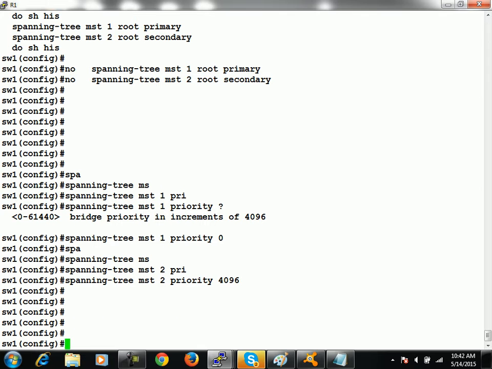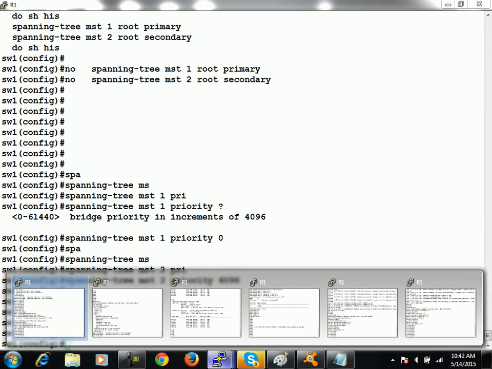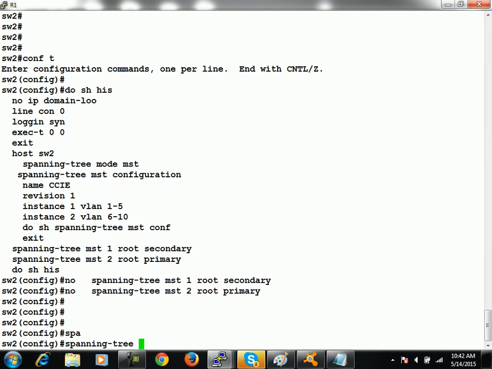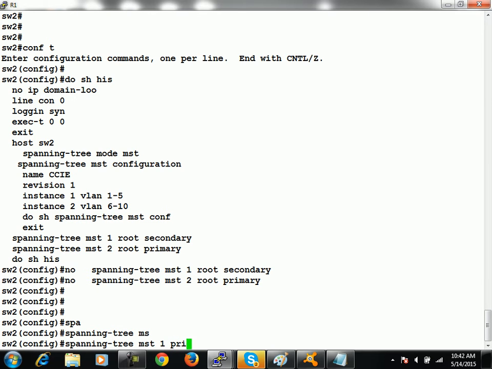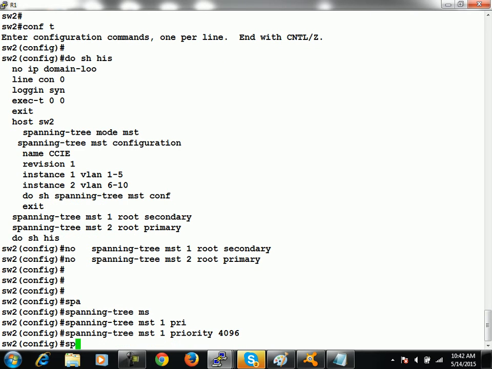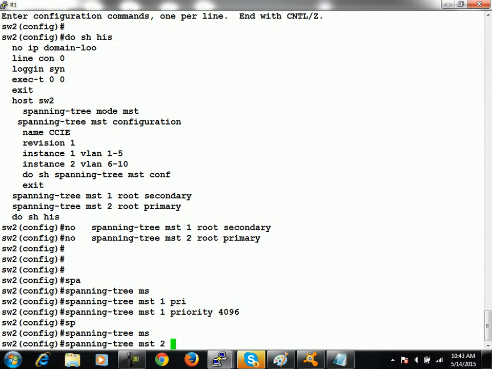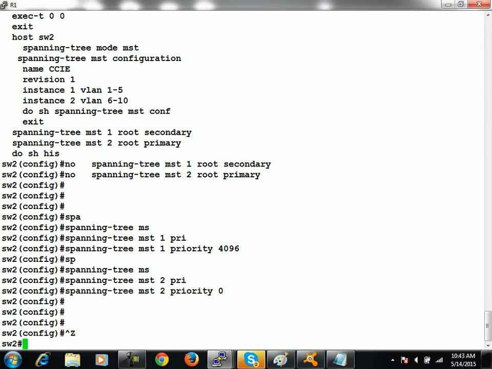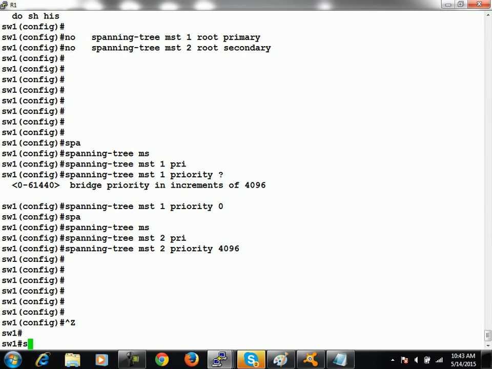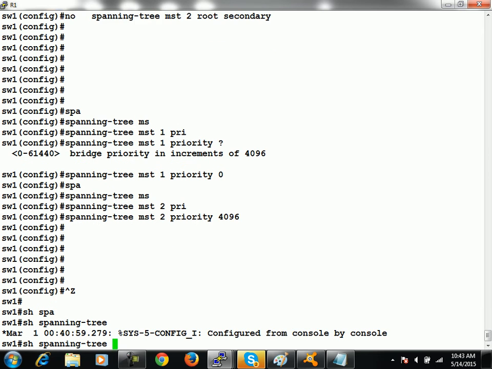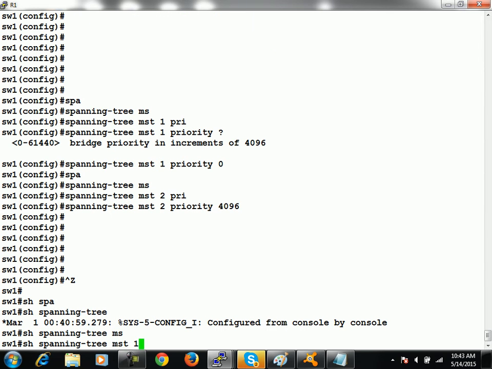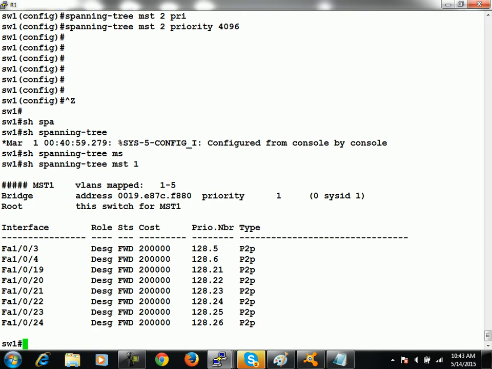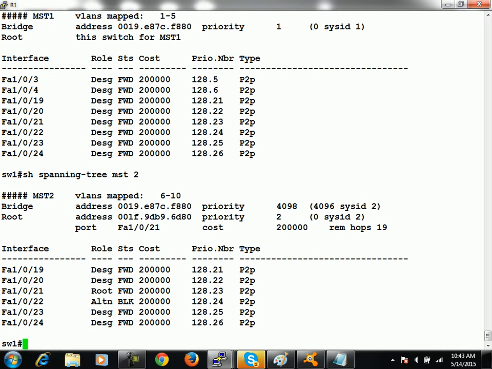Fine. Then let's move on to switch 2 and configure it as well. Spanning tree MST1 priority is 4096. And then spanning tree MST2 priority is 0. Now you can come back on switch 1 and say show spanning tree MST1. It must be root. For instance 2, of course it must not be a root. It's not. So in this way you can manipulate your root bridge selection in MST.